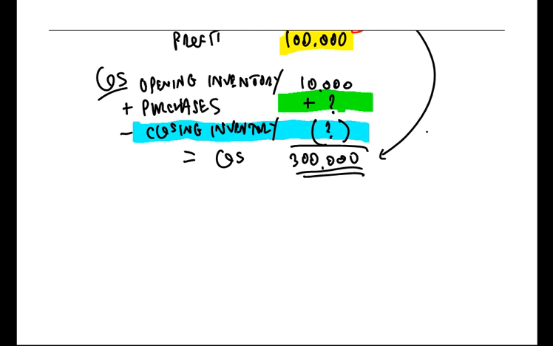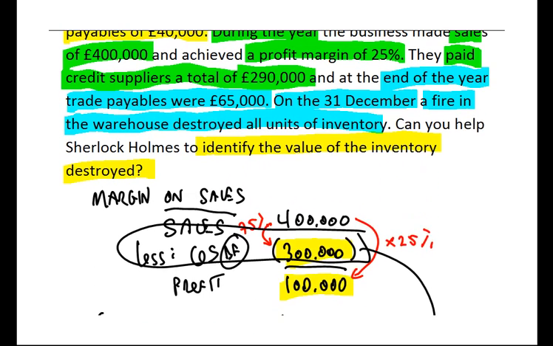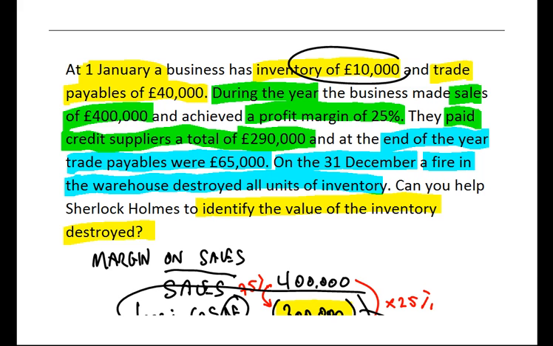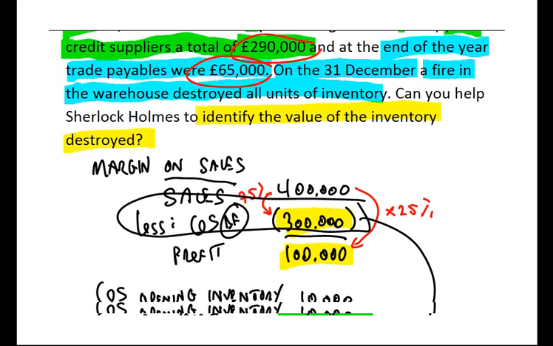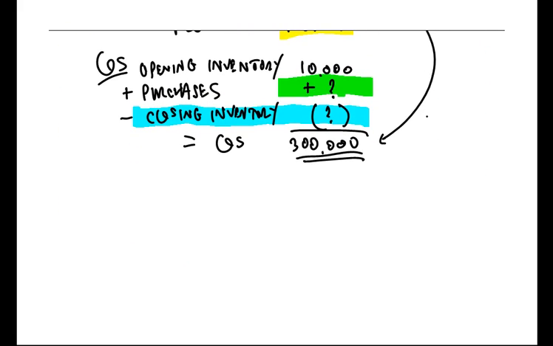Now, in terms of identifying what purchases are, purchases is relevant to suppliers. You make your purchases from suppliers, and you've got various bits of information related to your suppliers here. You've got the opening trade payables balance, what we owed suppliers at the beginning of the year, the 40,000. We've got the payments made to suppliers of £290,000, the cheques I perhaps sent to them during the year. And we also know that at the end of the year, we still owed them 65,000. So can you see we've got three numbers here related to suppliers, and they might help me establish what the purchases were.